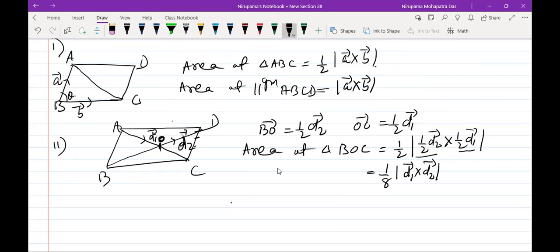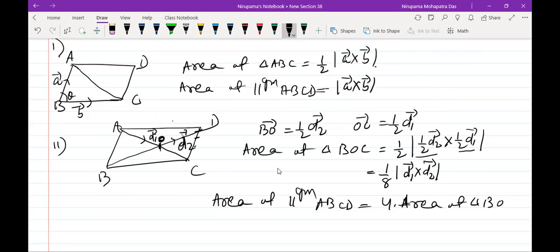And we want area of the parallelogram. So area of the parallelogram ABCD will be 4 times area of triangle BOC. Now 4 times area of triangle BOC means 4 times 1 by 8 of D1 cross D2, the magnitude. So it will be 1 by 2 of the magnitude of D1 cross D2.